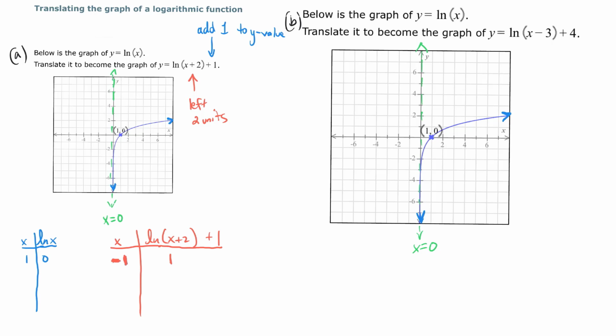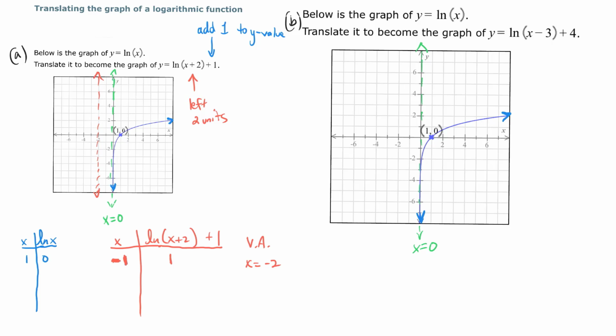Now, where does the vertical asymptote go? The vertical asymptote is actually going to go left 2 units as well. So we're going to need a new vertical asymptote. Make sure you label that. So VA, x equals -2. Remember that your graph does not cross vertical asymptotes.